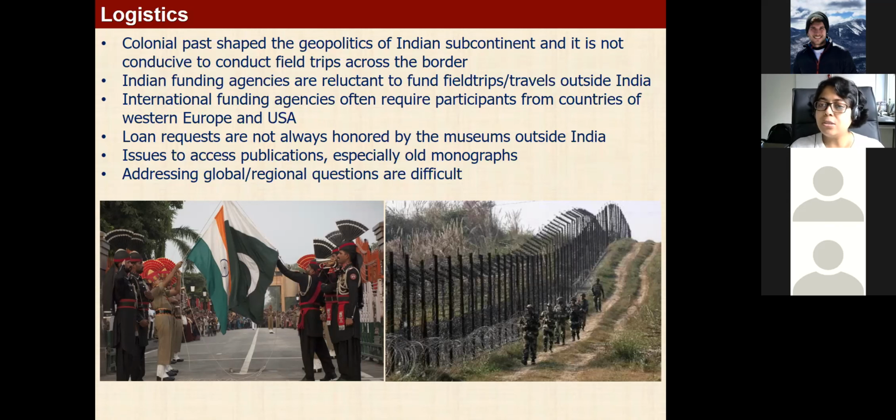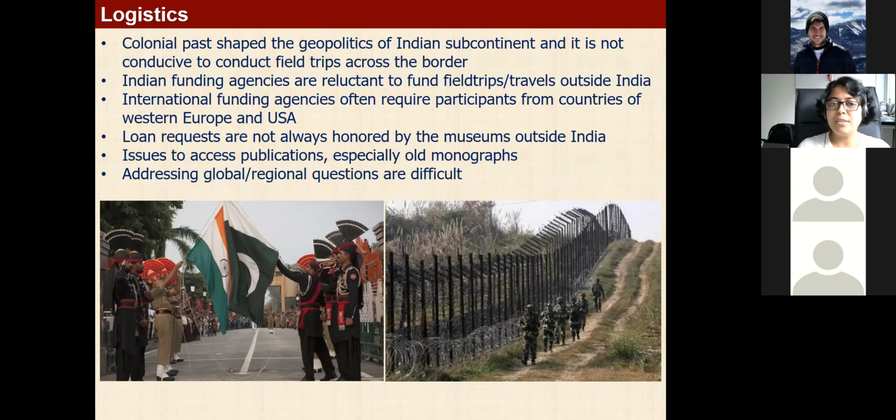So it's not just a place of conflict, it's also something that developed over the years, and many times it developed because of the colonial past. The second point is that the Indian funding agencies are reluctant to fund field trips and travels outside India, and therefore it becomes almost impossible to access the fossils which are housed outside India.